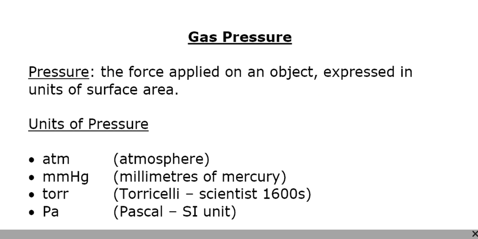Before we can start using some of the gas laws, we have to first learn about gas pressure. So first, what does the word pressure mean? It's how much force is applied on an object, but specifically it's looking at a type of unit of surface area. There's many different types of units of pressure. These are some common ones used in science. ATM, or atmosphere. mmHg, it stands for millimeters of mercury.